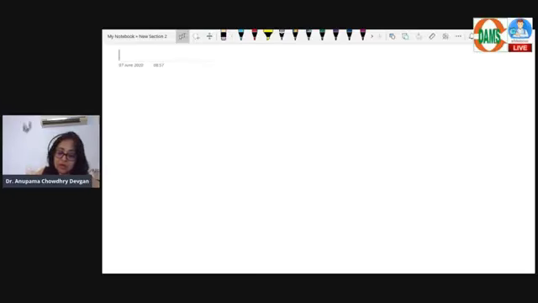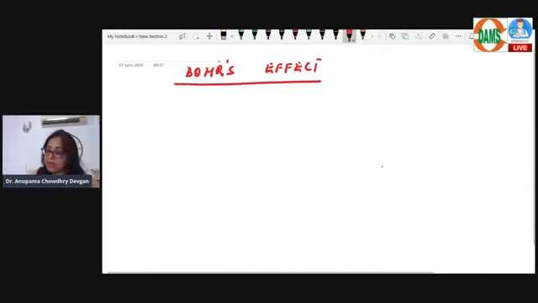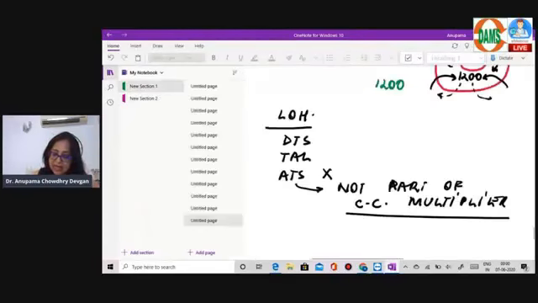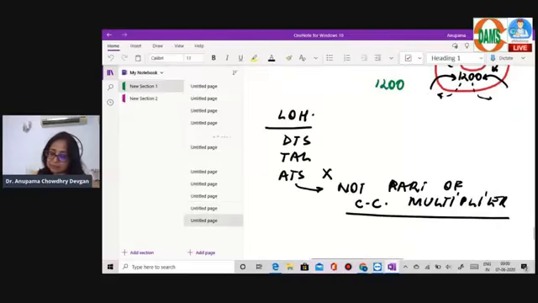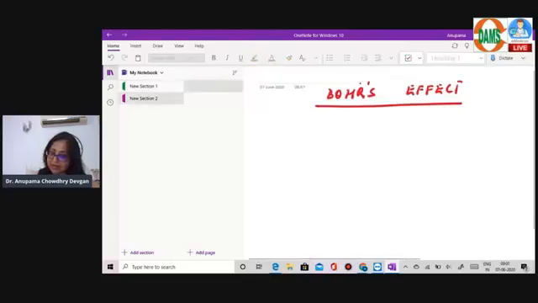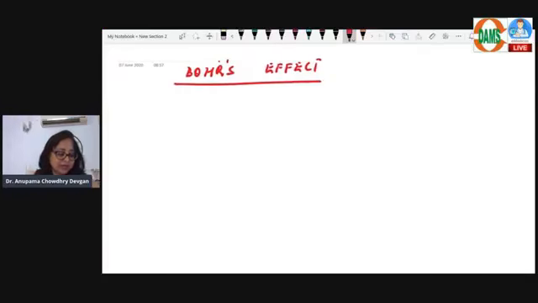Before I take on regulation of respiration, there is something known as the Bohr's effect and the Haldane's effect. So let's discuss this. What is the Bohr's effect? We had discussed the oxygen hemoglobin dissociation curve last time, what causes a shift to the right and what causes a shift to the left.